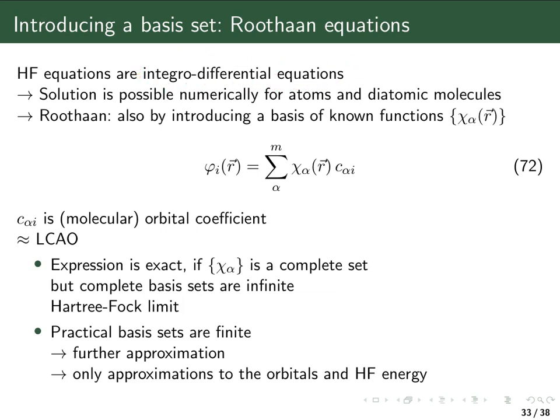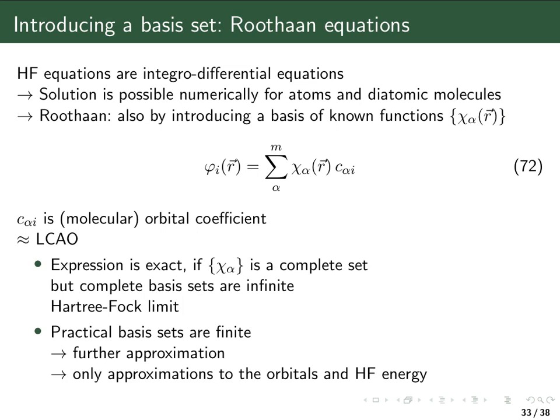So they are differential equations, and it's actually possible to solve them numerically for atoms and in particular for diatomic molecules. But that's not the normal way it's done in a normal quantum chemical program. In normal quantum chemical programs, one uses an approach which was derived by Roothaan, and that is we expand the unknown spatial orbitals in a set of known functions, chi, so-called basis functions.